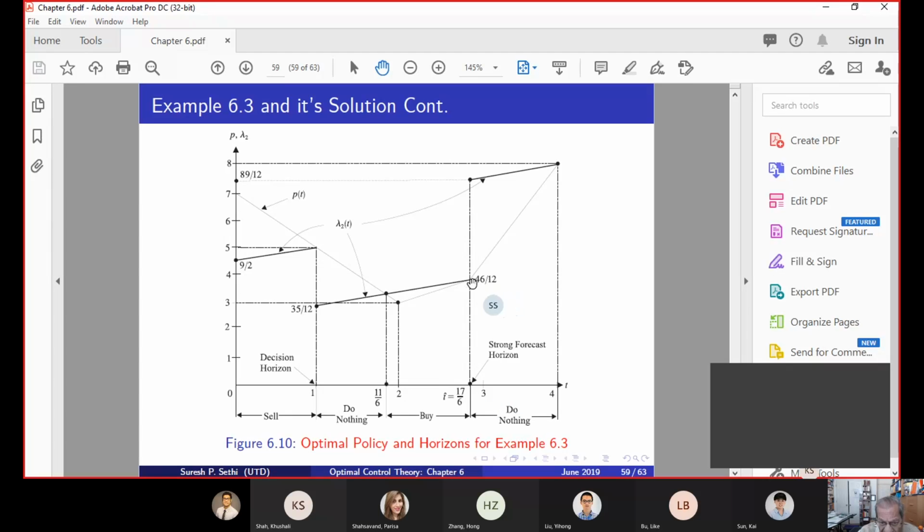And then a jump up from this side or jump down from that side. Then I go here. I still buy 1 here. I do nothing here, and I still sell. So this is still a forecast decision horizon, and this is still a strong forecast horizon. Remember, I changed the forecast. It's way beyond the price shield. So it works.